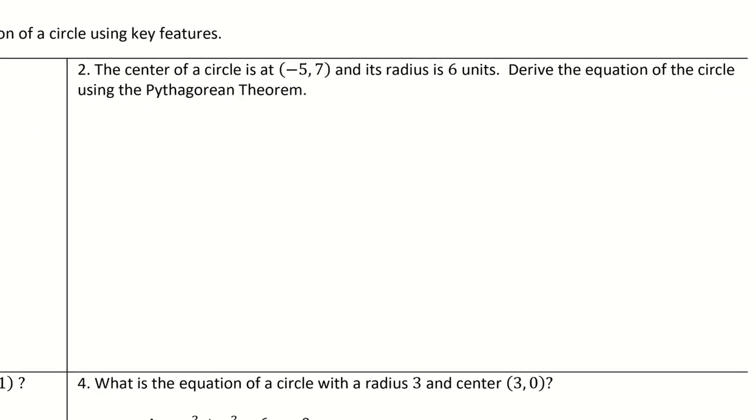All right, so the center of a circle is at -5, 7. So that's the center of the circle, so that's h, k. The radius r is 6. Derive the equation of the circle using the Pythagorean theorem.